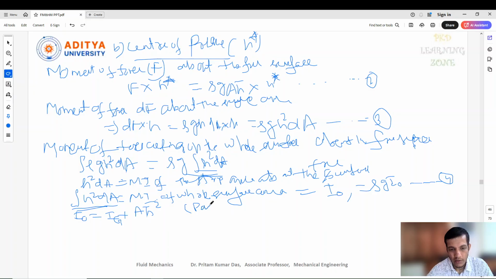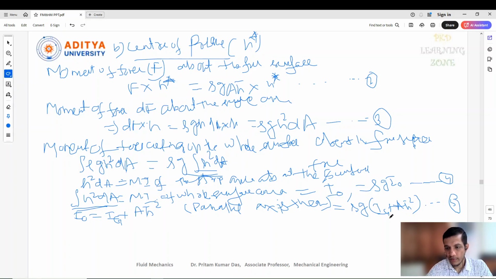This is another concept to keep in mind, as per this parallel axis theorem this is the formula. Now this I naught value we got, Ig plus A h bar square. Now we can put this value in this equation, then what we get is rho g in bracket Ig plus A h bar square.